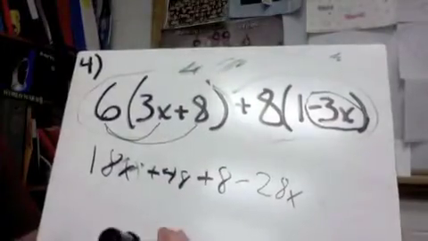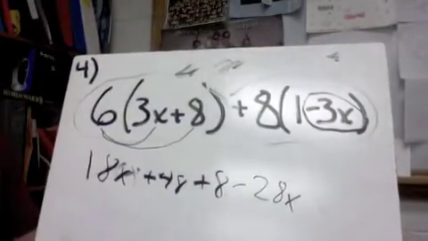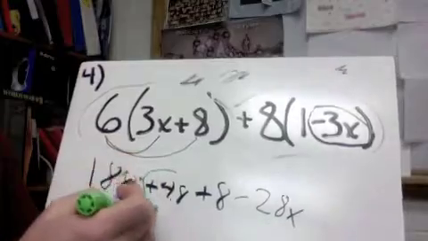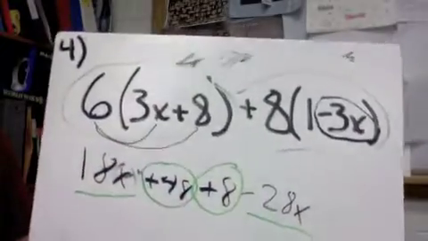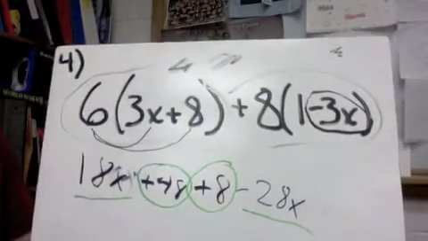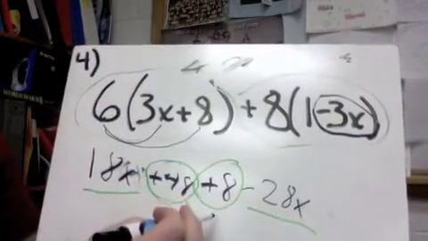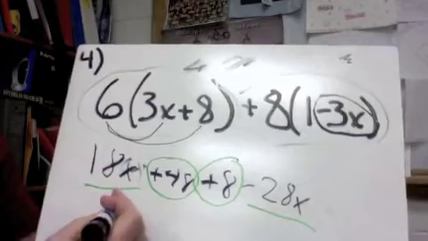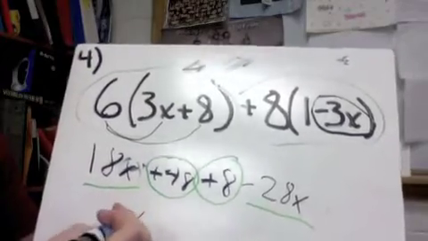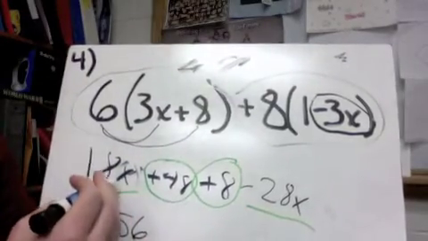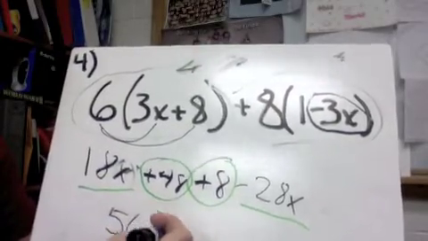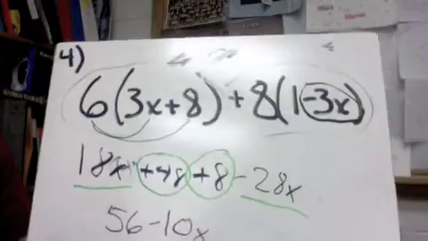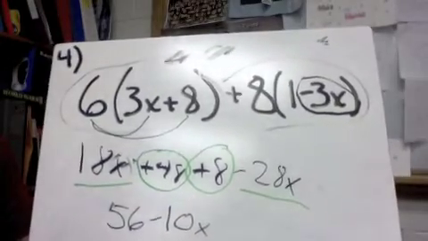Now if we look at what we have here, we've got regular numbers here, and then we've got the x's here. So if I put things together, I can do 48 and 8, which is going to be just regular 56, and then I've got 18x minus 28x, which is going to be negative 10x, so I can just put minus 10x. And this is going to be your answer for number 4.